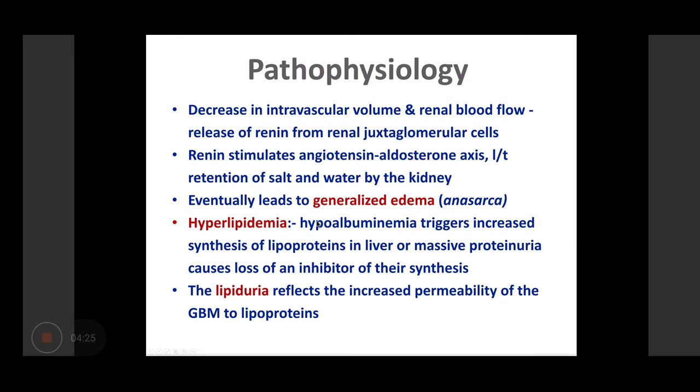Now, this hypoalbuminemia, in addition, also stimulates the liver to synthesize massive amounts of lipoproteins, which presents as hyperlipidemia. This excess of lipoproteins can also be caused because of a loss of the inhibitor of its synthesis, which is passed out in the urine along with the various proteins that are leaking out from the glomerular basement membrane. The excess of the lipids eventually can also lead to loss through the glomerular basement membrane into the urine, a condition which is called lipiduria.